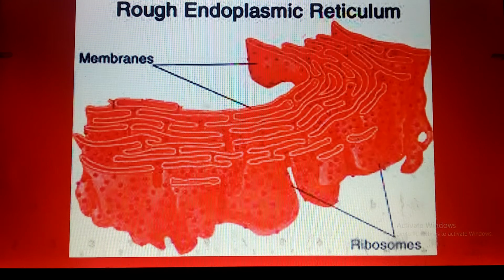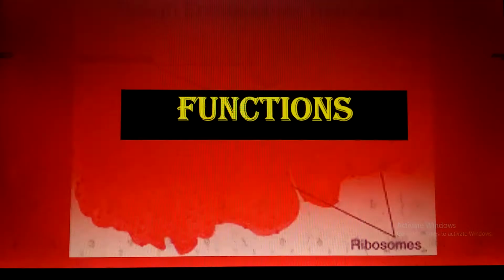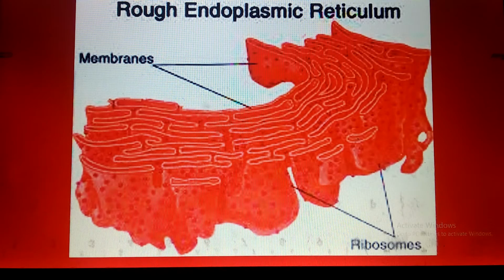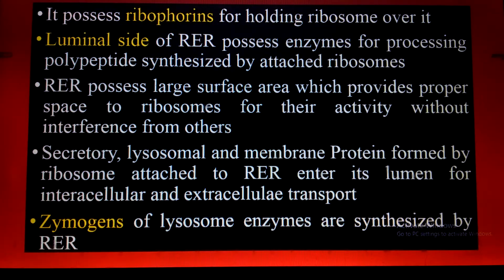Now, the second type is the rough endoplasmic reticulum. Now, what is the rough type? Rough type is that type of endoplasmic reticulum on the surface of which ribosomes are present, and in the smooth type ribosomes are absent. Now, what is the function of the rough endoplasmic reticulum? As we are familiar, the rough endoplasmic reticulum carries the ribosomes, so that's why its function is protein synthesis.